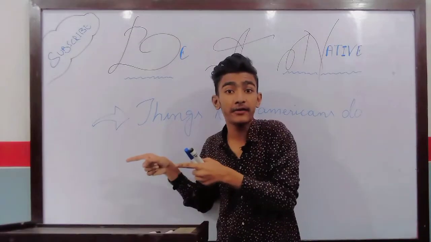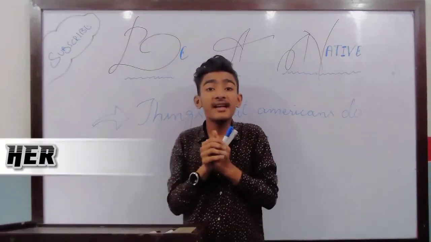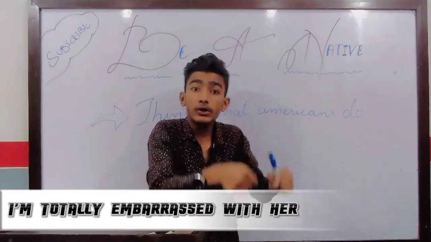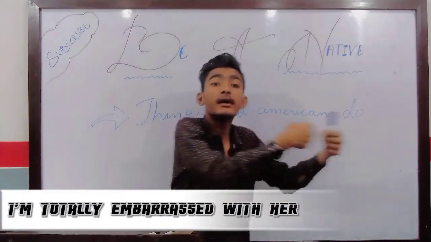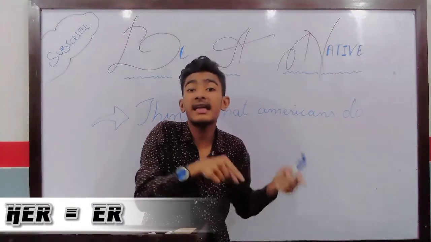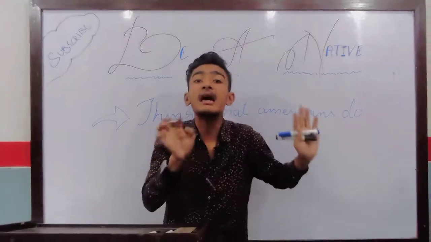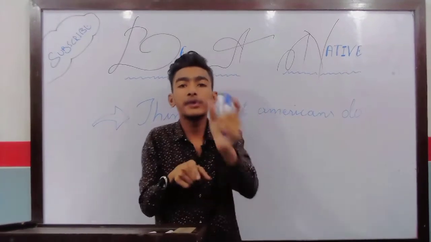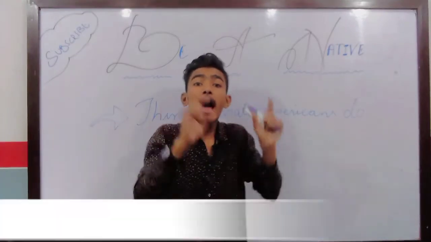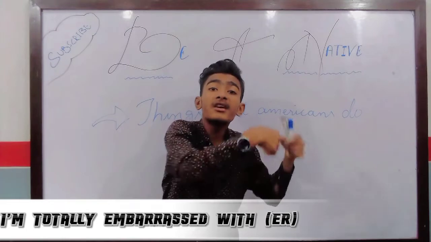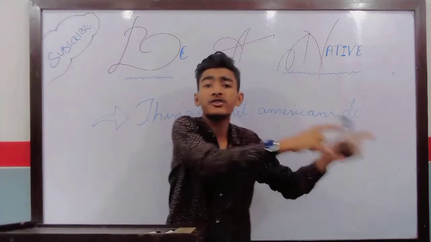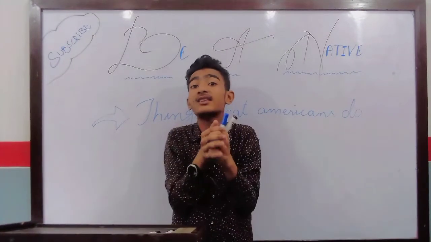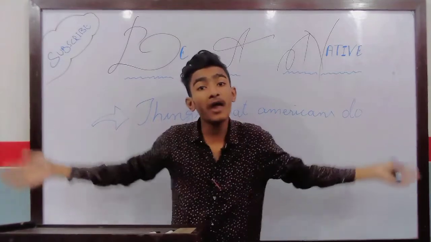So the third word here we got is her. I'm totally embarrassed with her. Instead of using her, you can say 'er. It's not her, it's 'er: we gotta remove the H and just use the ER. So you can say, I'm totally embarrassed with 'er. That's how you contract and use the pronunciation in the very best way.